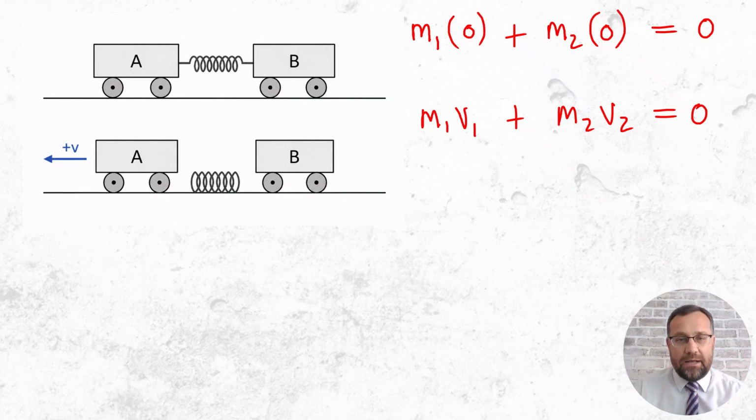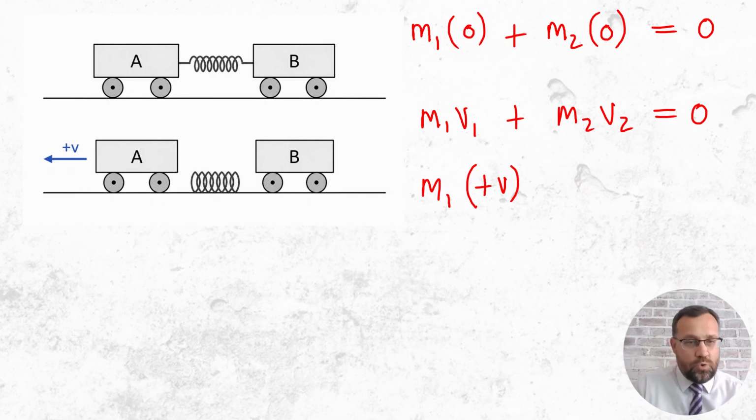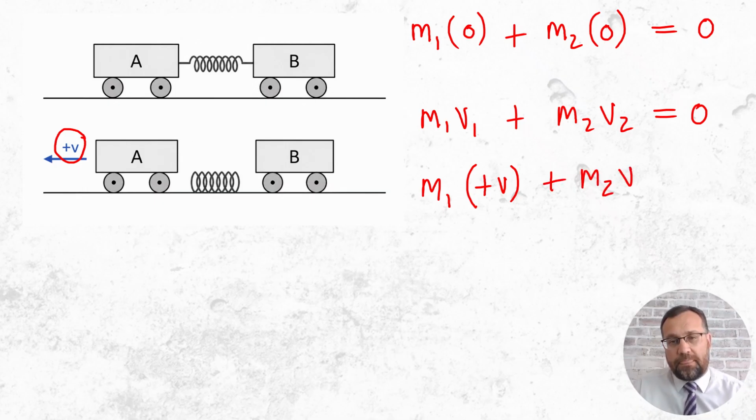So now it becomes m1 times positive v, because we substitute this value into our equation, plus m2 v2. We don't know what v2 is at this stage. That is equal to 0.